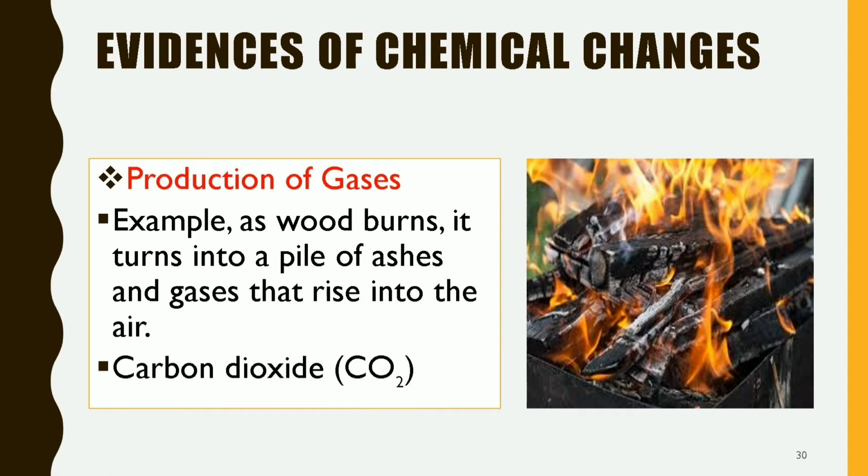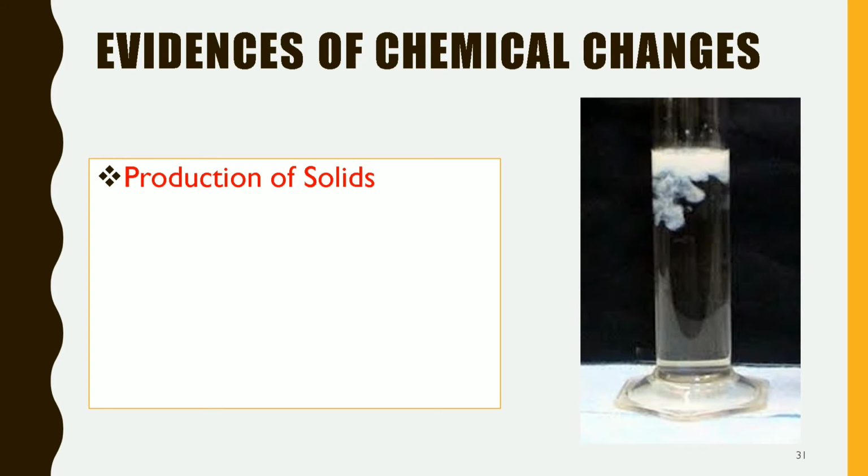Another clue that a chemical change has occurred is the formation of a solid. A solid that separates out of solution during a chemical change is called a precipitate. Always remember, in chemical change there is a chemical reaction that happens.